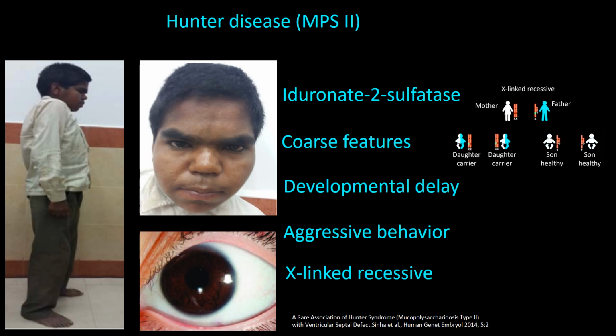Where if the father has the disease, all daughters will be carriers and both sons will be healthy. Hunter and Hurler's diseases are mucopolysaccharidoses. The cornea is not affected in patients with Hunter disease.